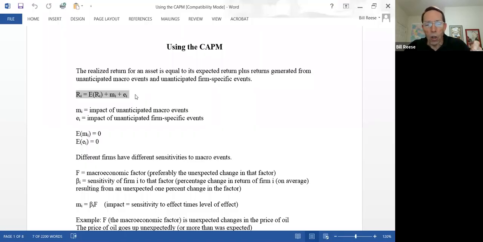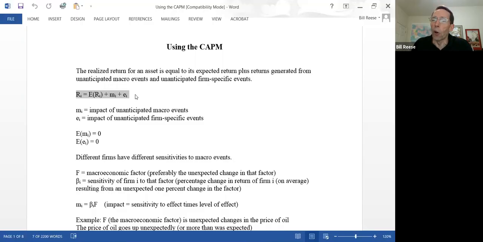So what determines the actual return on a stock is, first of all, what was expected, the expected return, which we've already spent some time talking about with the capital asset pricing model, plus the impact of things that were not expected on the economy and the impact of things that were not expected on the firm. So the expected value of M sub I is zero, but we know that just means it's equally likely to end up being positive as it is negative. And the expected value of E sub I is also zero.